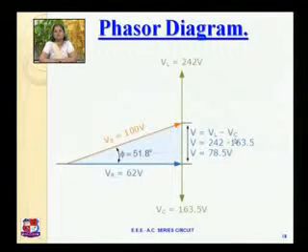VL minus VC. So voltage across inductor is 242, voltage across capacitor is 163. So 242 minus 163. So your net voltage is equal to 78.5 volt. This is the voltage due to inductive and capacitive element. VR, this is the voltage across resistance, it is 62 volt, and this is the supplied voltage Vs, and the phase angle we found is 51.8. So this phi will indicate the phase angle 51.8.